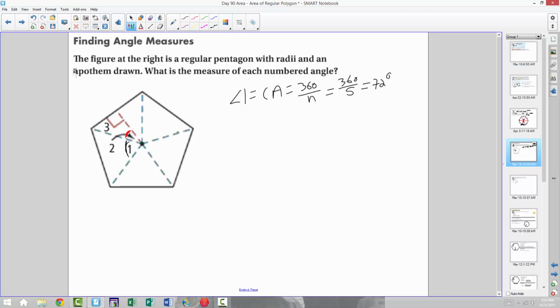Angle 2 is my half central angle. So angle 2 is my half central angle, which is 72 divided by 2 because it's half my central angle. So take half of 72 and you get 36 degrees.